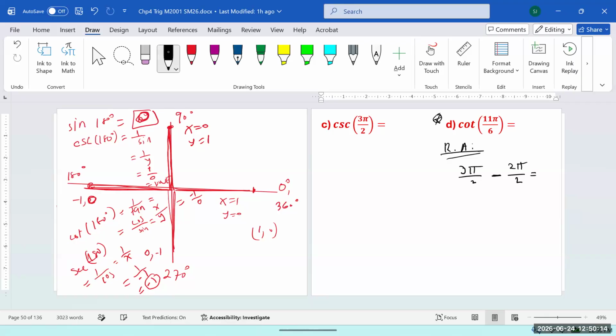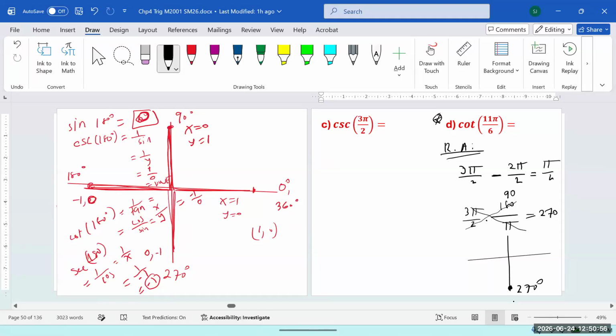So how many pi over 2 we have? Pi over 2, it's 90 degrees. 3 pi over 2 times 180 on the top, pi on the bottom. Pi's cancel out. 2 goes into 180 90 times. We get 270. So this is 270.